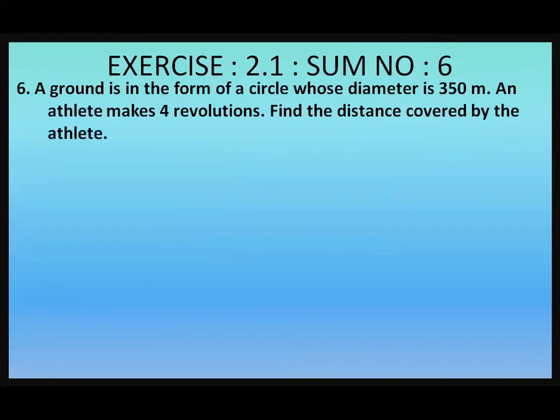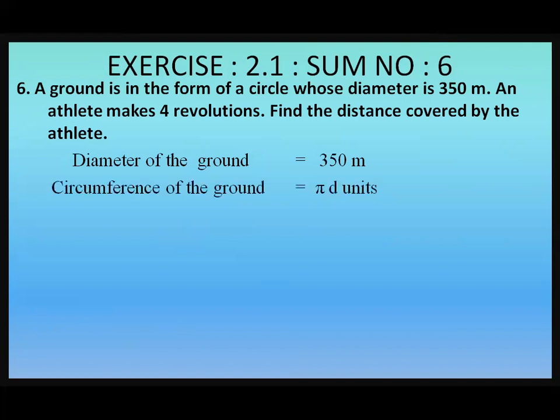Sum number 6. A ground is in the form of a circle whose diameter is 350 meter. An athlete makes 4 revolutions. Find the distance covered by the athlete. So the circumference gives you the distance covered in one revolution. So let's find the circumference. Diameter of the ground is 350 meters. So circumference is pi d units.